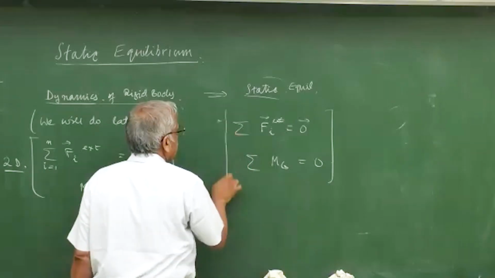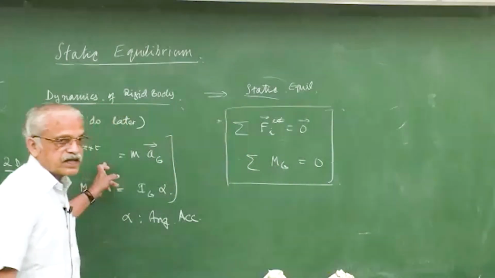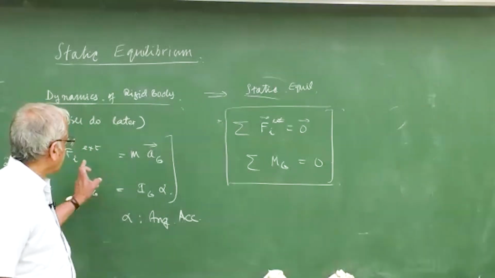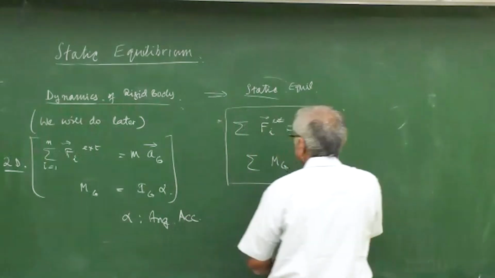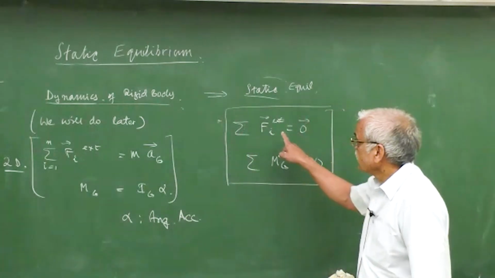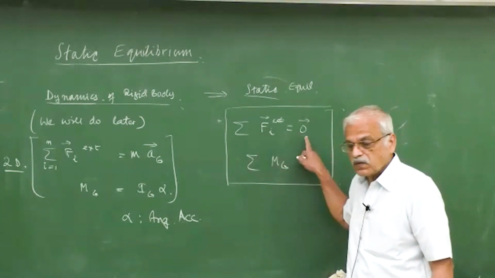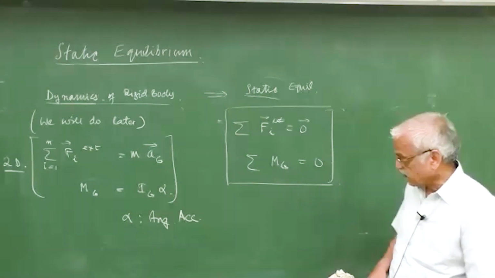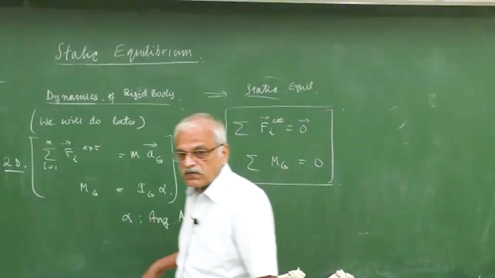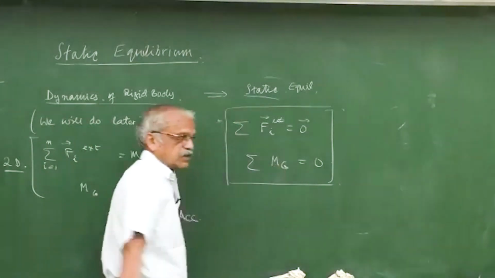I borrowed these equations from the analysis of the dynamic case, mass times acceleration, which is what we deal with now. We said that all external forces should add up to 0, but this equation also tells us that the moment of all the forces about G should be zero.